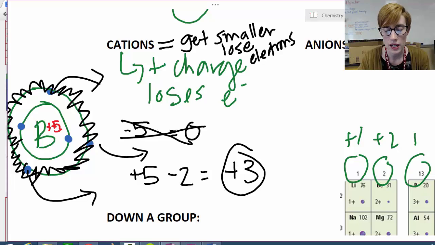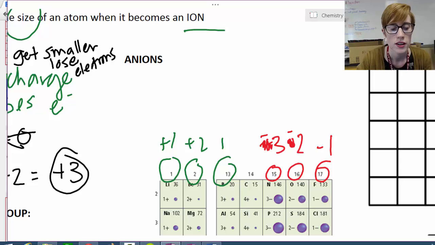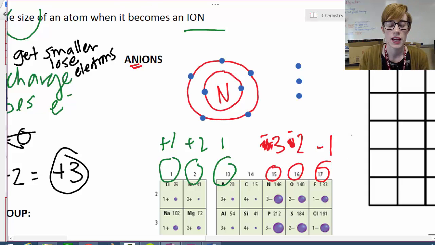Anions are different. Anions are anything in group 15, 16, and 17. Remember, because they have a charge of... sorry, not +3. What am I talking about? -3, -2, and -1. Anions are negatively charged, remember? So here is an element, let's say nitrogen, okay? And nitrogen has 2 energy levels, and it has a total of 7 electrons. 2 of them are in the first energy level, and here are the 5 valence electrons, right?